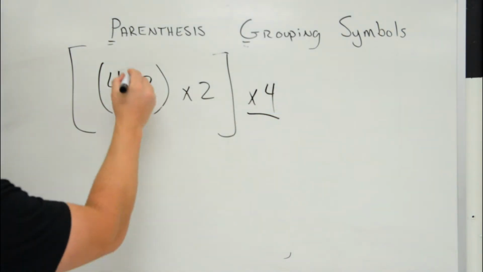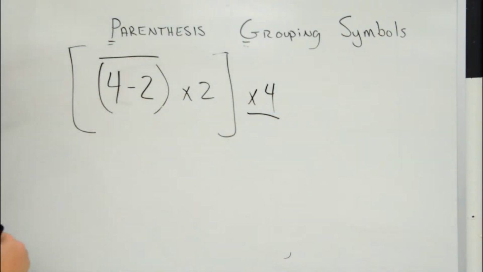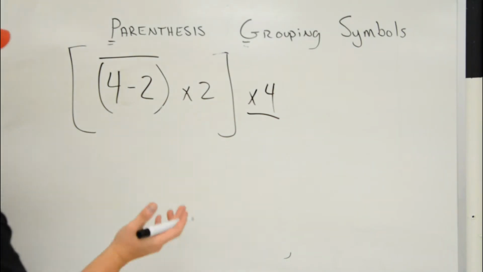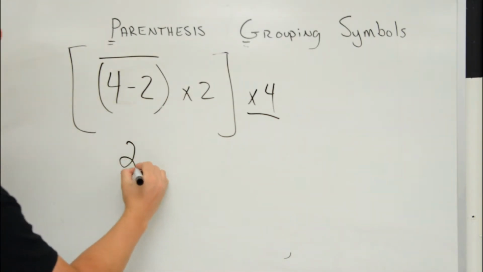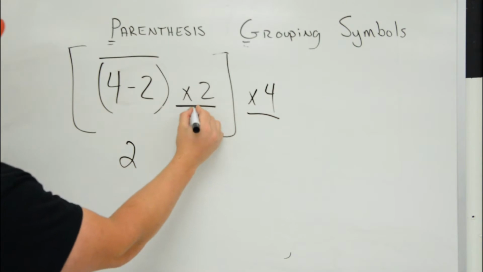So what do we do first? We do the inner first, which is going to give us 4 minus 2. You take 2 away from 4, it's going to give you 2. Bring this down.